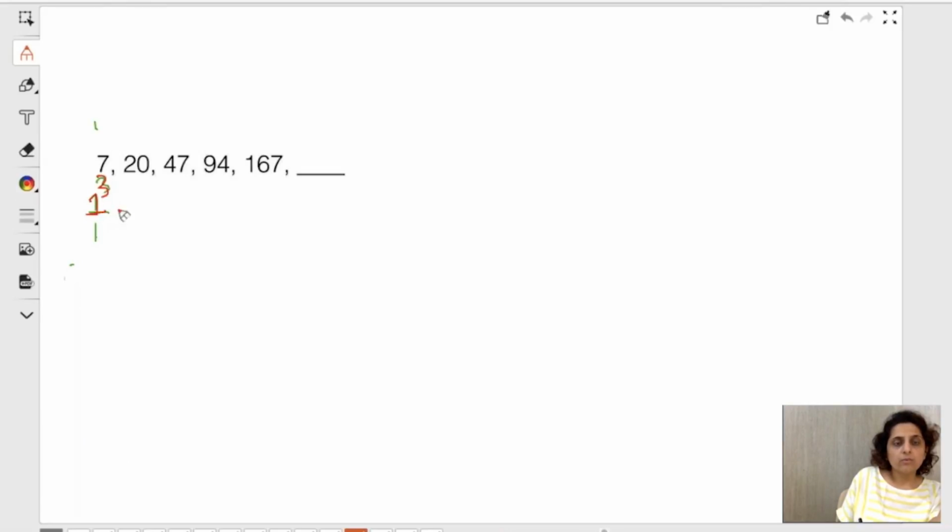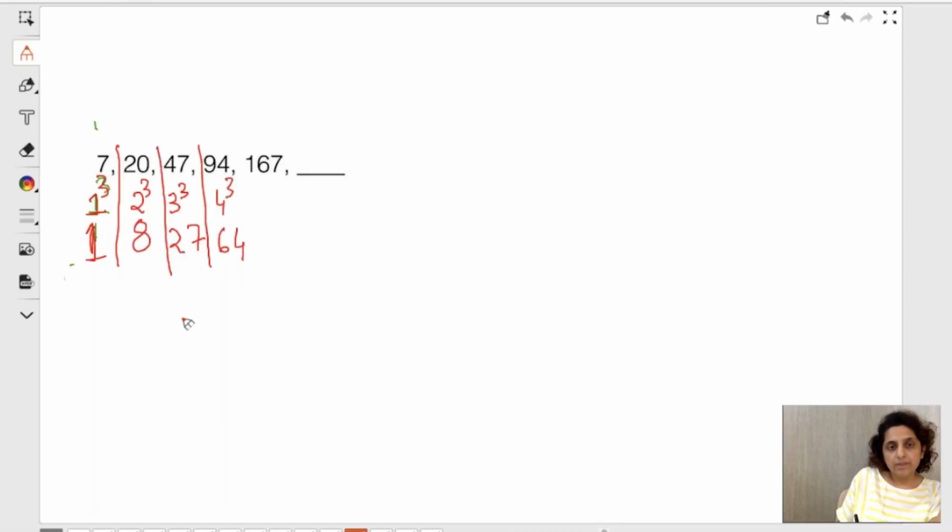So first I have written 1 cube, that is 1. Here if I write 2 cube, that is 8. 2 into 2 into 2, that is 8. Then let me write 3 cube, that is 27. I'm writing it in the format of a table here. And then let me write 4 cube. 4 cube is 64. 4 into 4, 16. 16 into 4, 64. And then 5 cube here is 125.